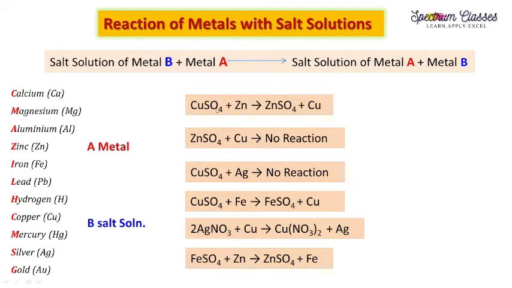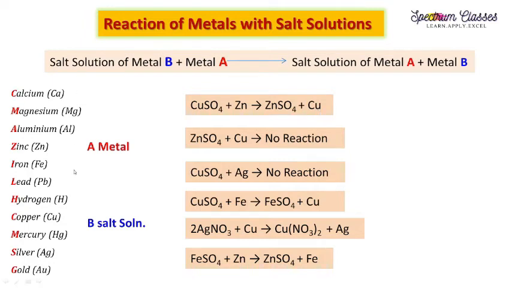So here, copper sulfate plus zinc will give you zinc sulfate plus copper. So copper sulfate will be your metal B, yes or no? Yes, this is our metal B. And here is our metal A, zinc. Zinc is our metal A. Fine. So this reaction proceeds. You will get zinc sulfate plus copper.